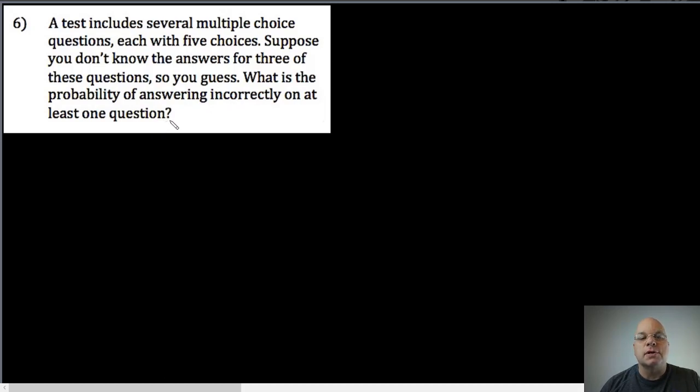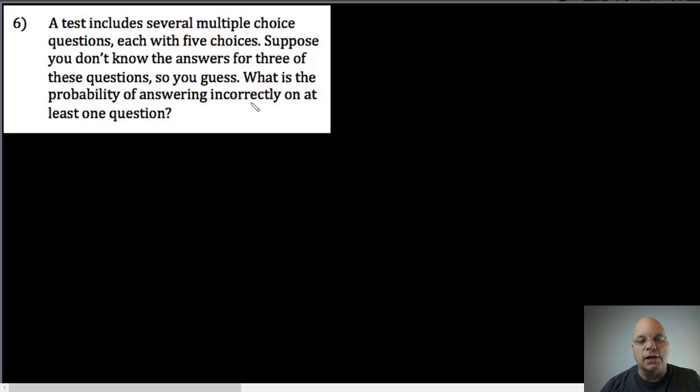It's possible to do this lots of different ways, but many of them are very time intensive, labor intensive. You have huge tree diagrams, for example. But unless you realize something, this event is complementary to a much simpler event. So let's read the event again. What is the probability of answering incorrectly on at least one question?